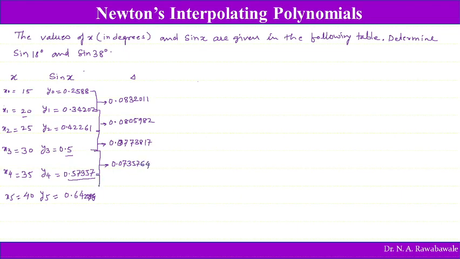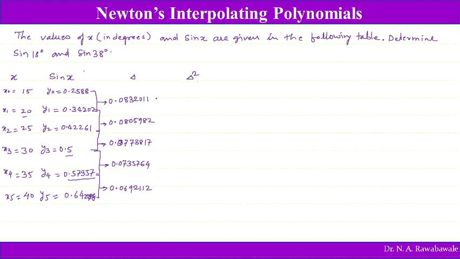Then the divided difference of these two: 0.64278 minus 0.57357, divided by 40 minus 35, which means 5. So this is going to be 0.069211. Then we go for the second divided difference, delta square.